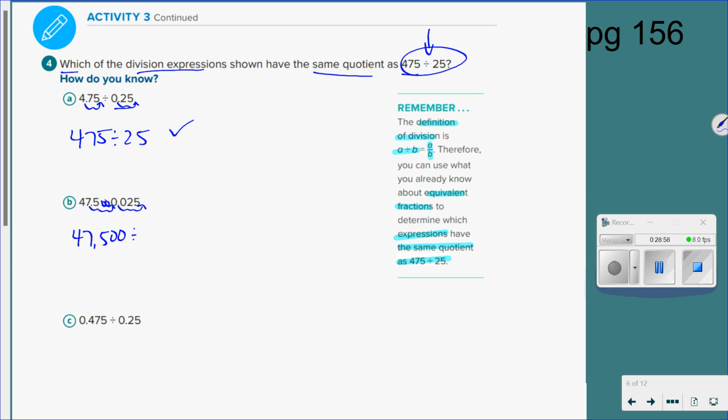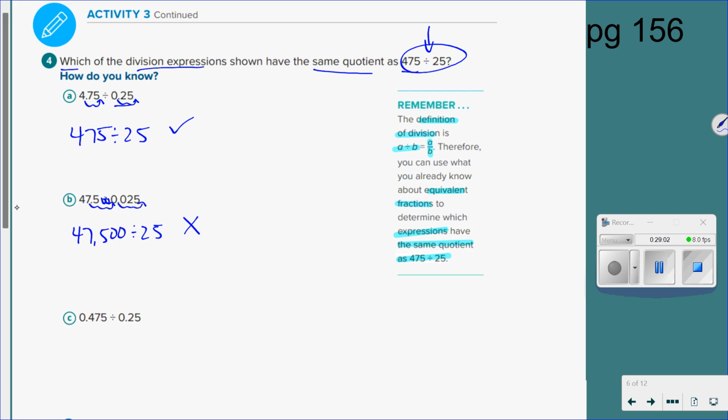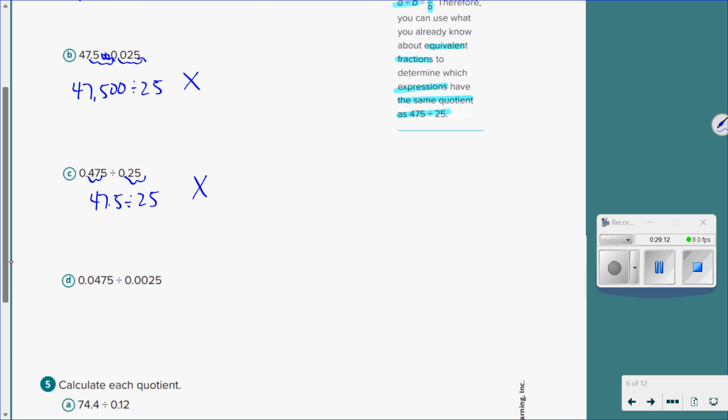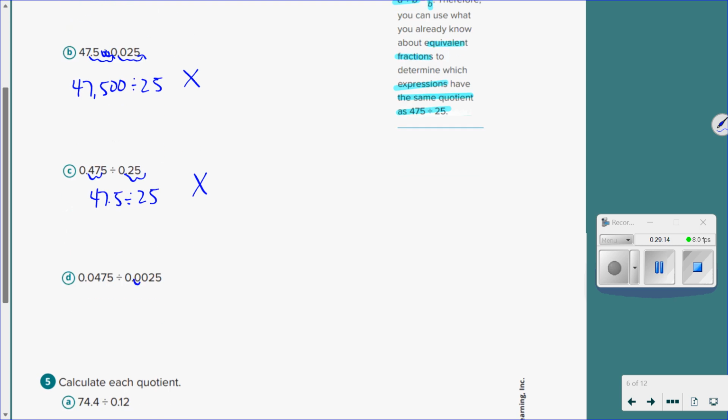47,500 divided by 25. That is not the same. Here, I move it twice. I move this one twice. That gives me 47 5/10 divided by 25. That is not the same. Here, I move it 4 times. 1, 2, 3, 4. So I move 4. 1, 2, 3, 4. Gives me 475 divided by 25. That is the same. Does that make sense?